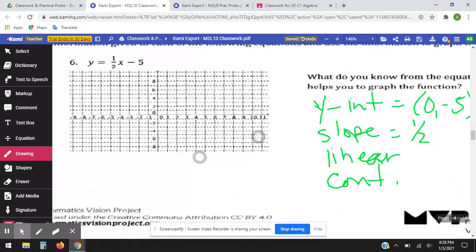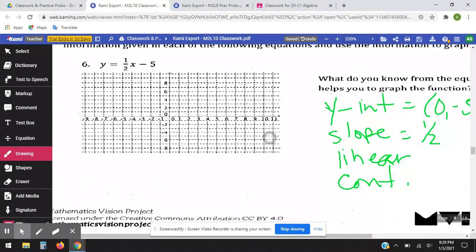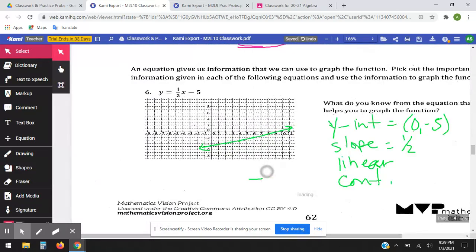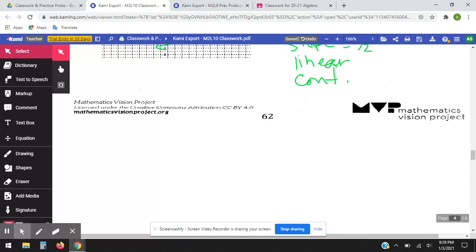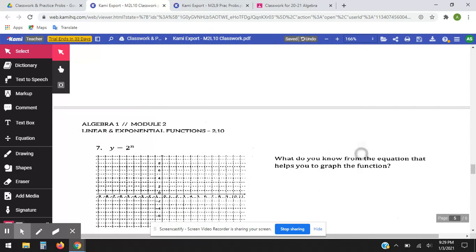So let's go ahead and graph this. Zoom in just a little bit more on this guy. (0, -5), right there. And 1/2 is up 1 over 2, up 1 over 2, up 1 over 2, and so on. So this is going to be my graph. So I was able to go ahead and, there we go. All right. So see how we can come up with that information and be able to graph accordingly.